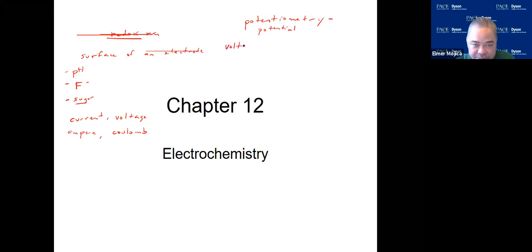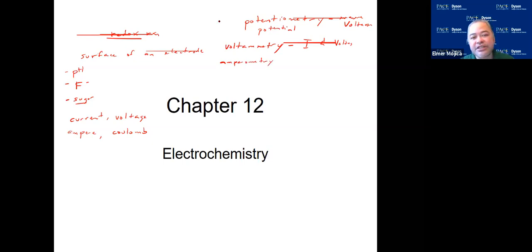Then you can also have voltammetry. If you look at the root word of voltammetry, it's voltage. This is the relation between the current and voltage observed during a reaction. Potentiometry is a method where voltage is measured. For voltammetry, what you're looking at is the current and the voltage that is applied. So that's the difference between the two.